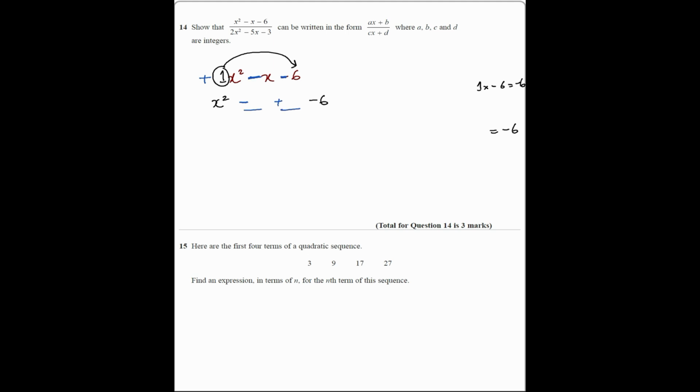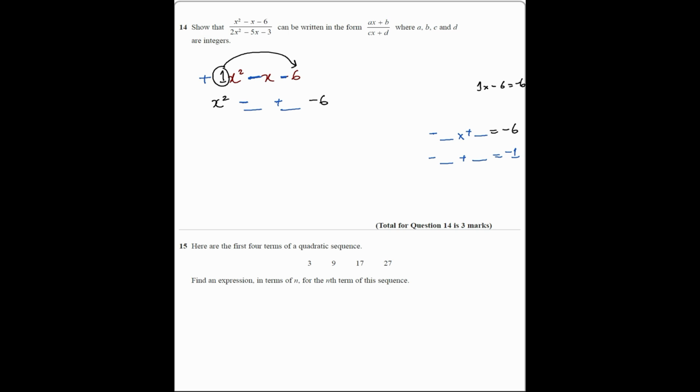It means we need two numbers, and minus and plus means subtraction. We need two numbers that subtract to give -1 and multiply to give -6. So one number must be negative, the other one must be positive. Multiply to give -6 and subtract to give -1. As we know, the middle term is -1 there.